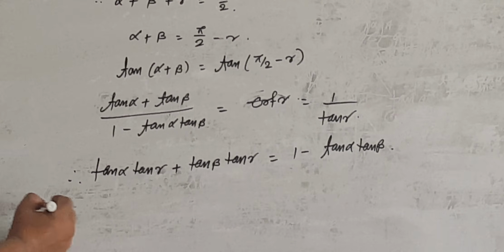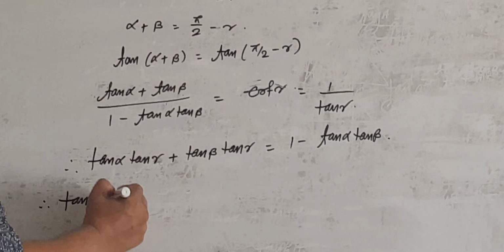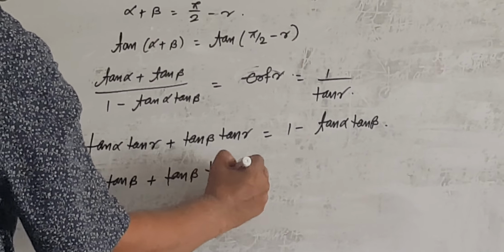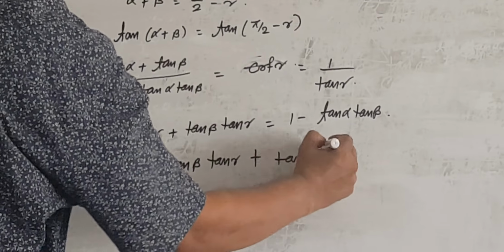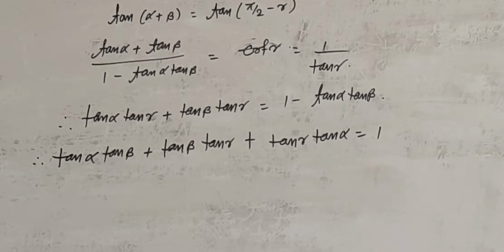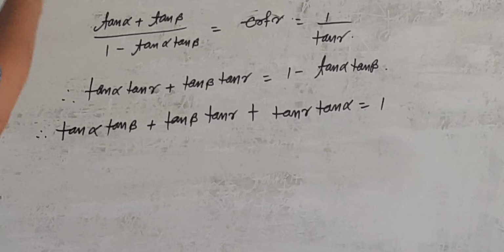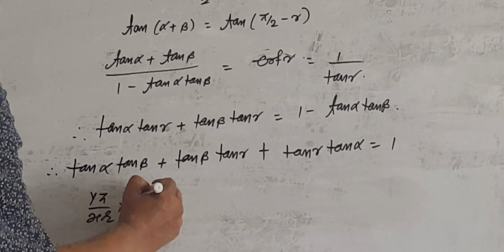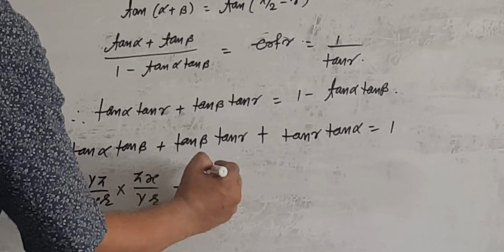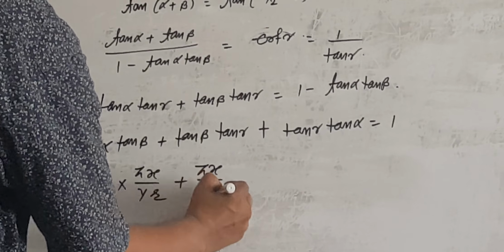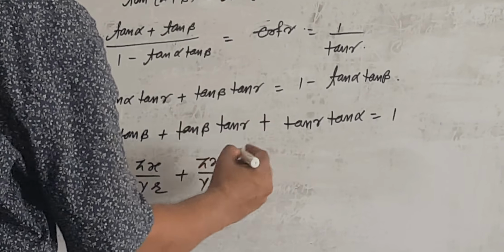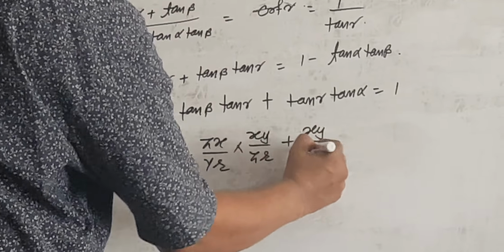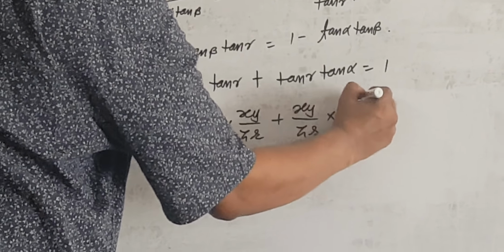That minus tan alpha tan beta we take this side, so it is like that: tan alpha tan beta plus tan beta tan gamma plus tan gamma tan alpha is 1. Now we keep the value of tan alpha, that is yz upon x, into tan beta, zx upon y, plus tan beta, zx upon y, tan gamma, xy upon z, plus tan gamma, xy upon z, into tan alpha, yz upon x.